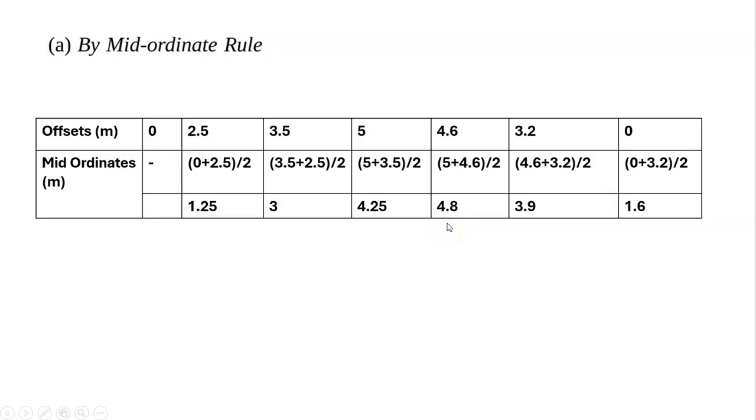Once we are done with the calculation of the mid-ordinates, the area is calculated by considering this 10. 10 is the interval between each and every offset which is given. The 10 is that interval. 10 into the sum of all these mid-ordinates. That's how we would end up with an area of about 188 meter square.